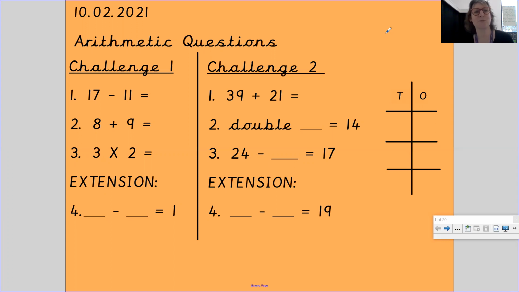Okay, let's start with challenge 1. 17 take away 11. I don't have enough fingers to do that, so I'm going to use my ruler today. I'm going to start on 17 and take away 11. 1, 2, 3, 4, 5, 6, 7, 8, 9, 10, 11. And my answer is 6.